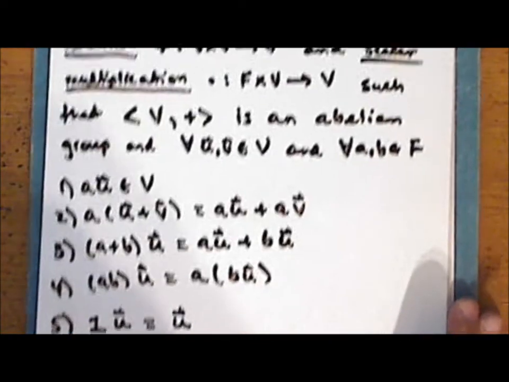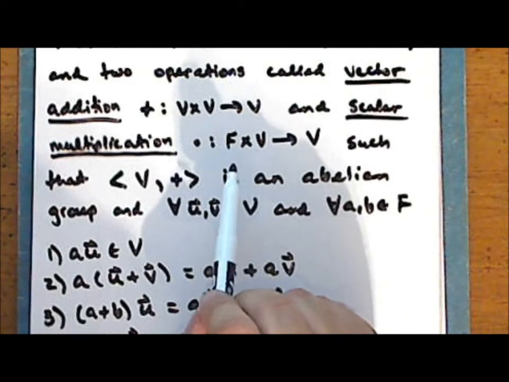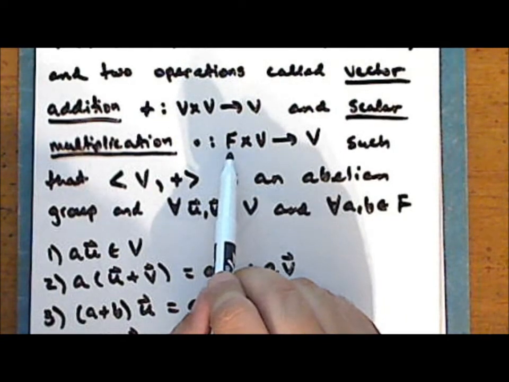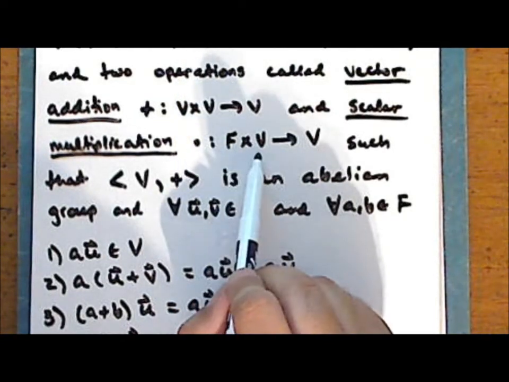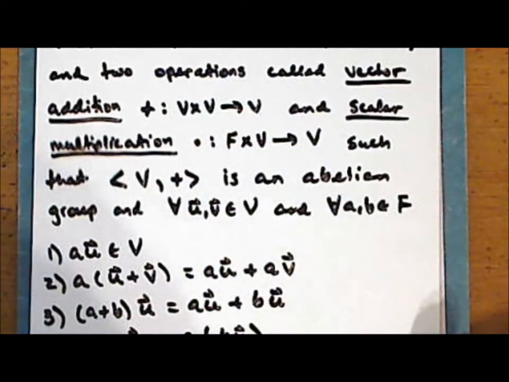So notice that in a vector space, there is no notion of multiplication of two vectors, except in the case where the underlying field and the set of vectors are the same, that is, the underlying field and the set of vectors coincide.